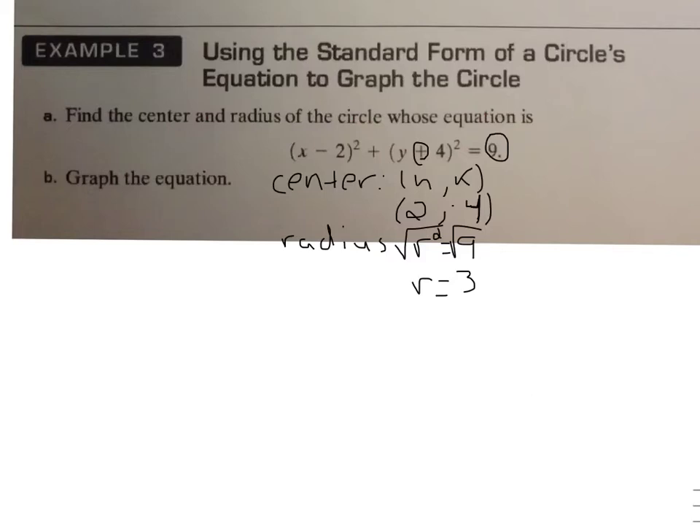Now, you can find that without doing this whole equation. You can just take the square root of the 9 and get the 3. Whatever this number is, you can take the square root of it to get it. But here's the formula: r squared equals the number. That's the formula you use to get the radius.